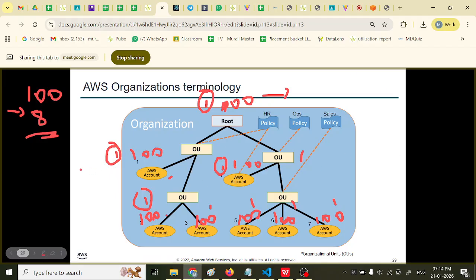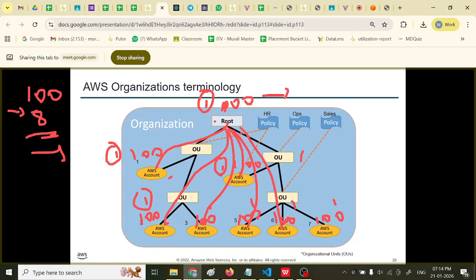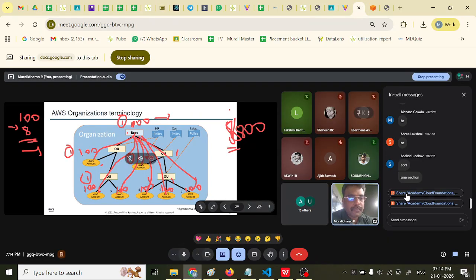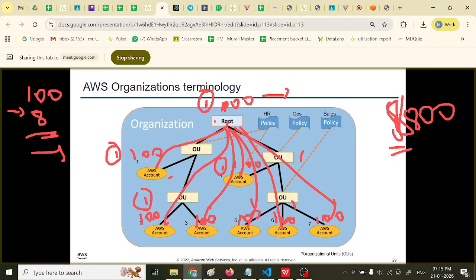Now, instead of going like this, you, being the root account user, take charge of all these accounts' bills in one bill. In one bill, so totally how much? 800 rupees. Now, will they give a discount on 800 rupees you are purchasing? Yes. Let us take it that they are giving at least 10% discount.